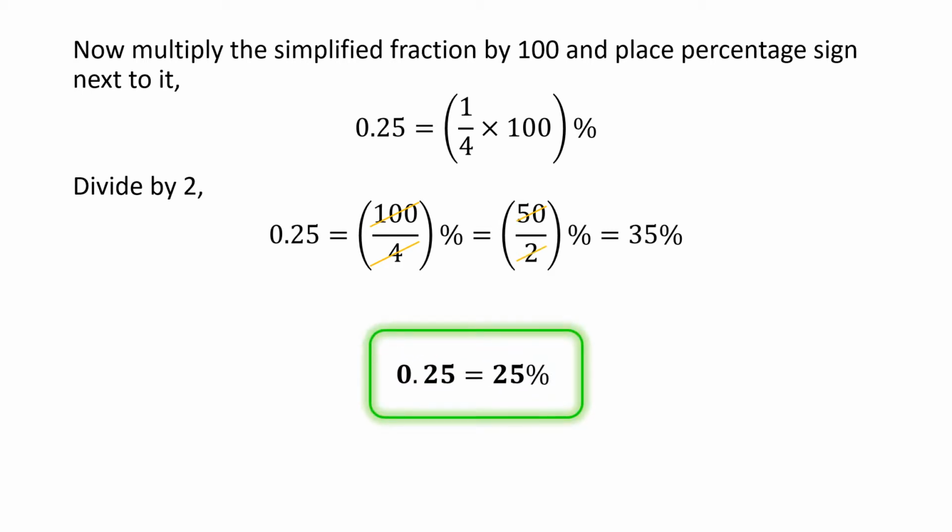Now multiply the simplified fraction by 100 and place percentage sign next to it, then again simplify the new fraction, so after further simplification here we have 25%, therefore, 0.25 is equals to 25%.